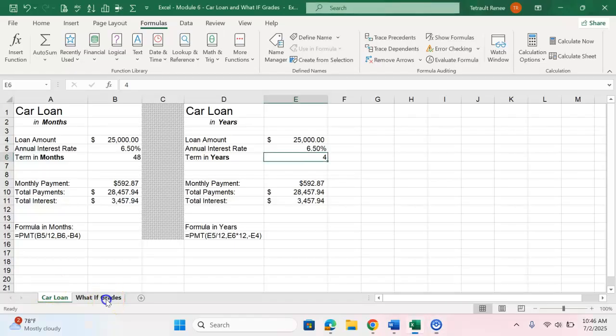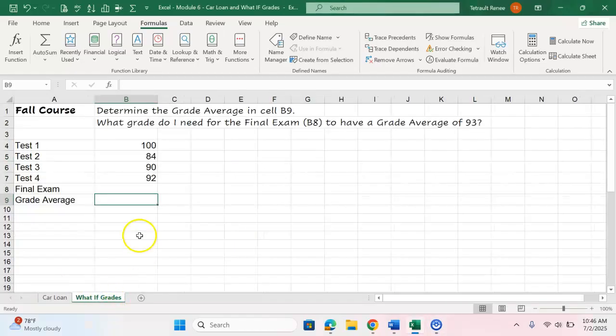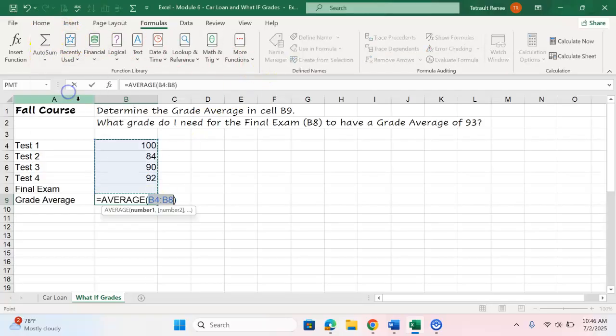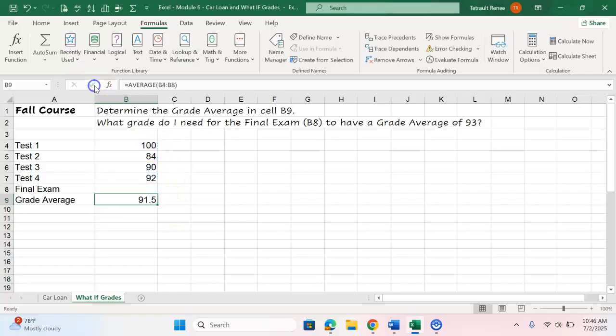So now click the what if worksheet. So in this one, determine the grade average in cell B9. So we'll find our grade average. So I'll go back to, I can do it right here, auto sum, average, and it should be B4 to B8. And I'll use my check mark.